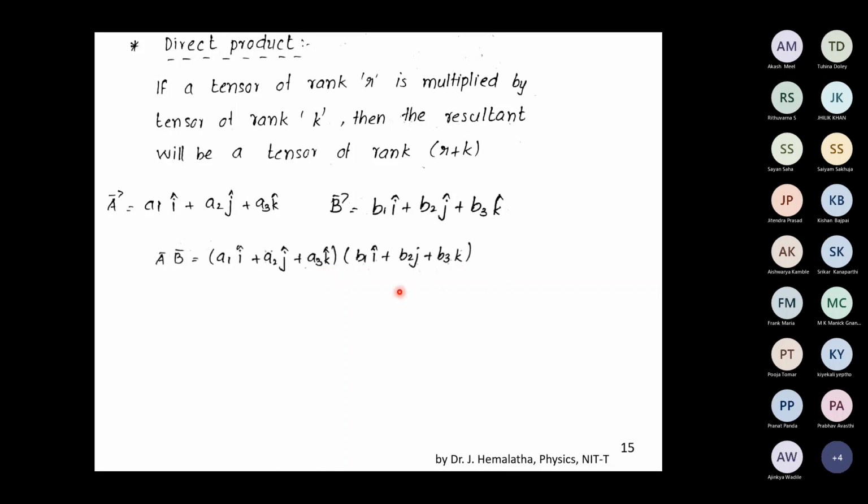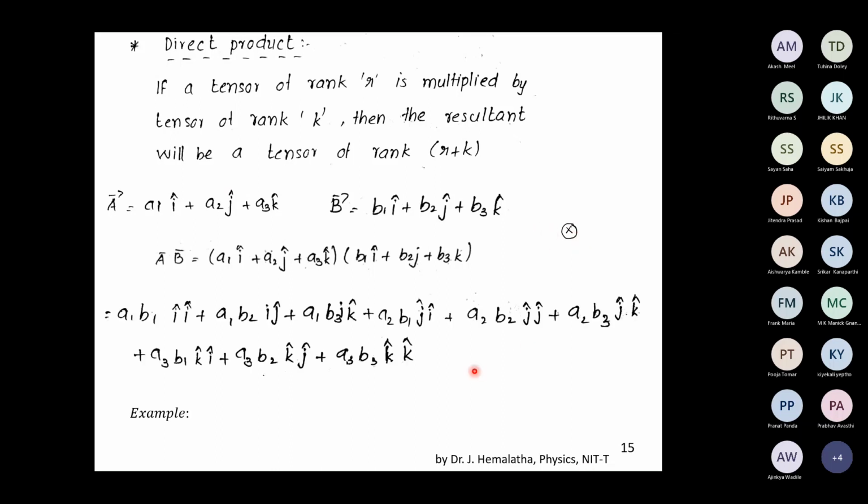Actually, here we need to speak in terms of tensors. This tensor of rank 1 is multiplied with another tensor of rank 1. This is direct product. The symbol of direct product is a cross encircled by a circle. This is the symbol for direct product. This is how you have to expand the product, like how you normally take the product with ordinary terms.